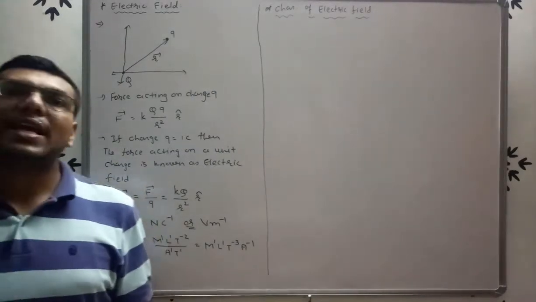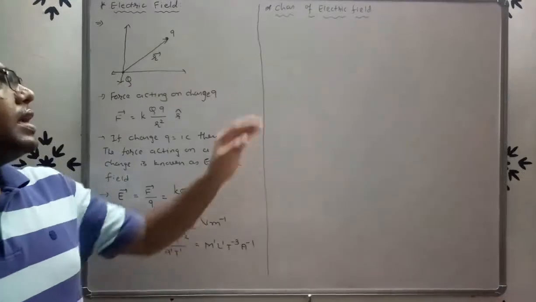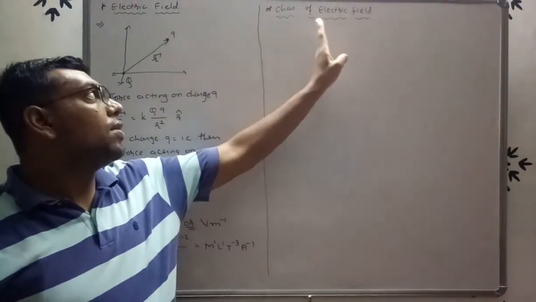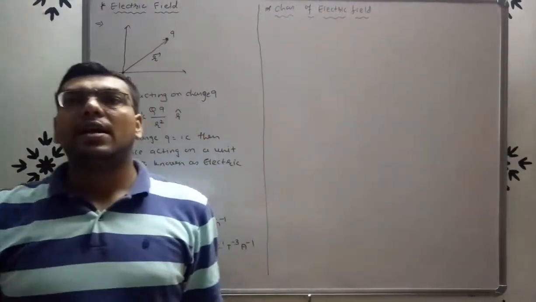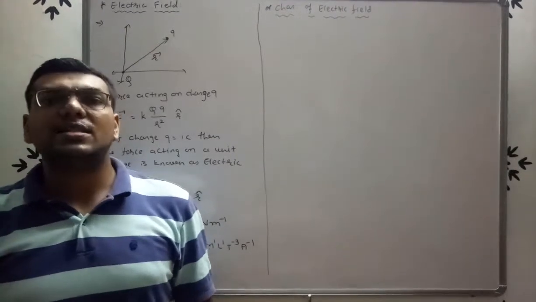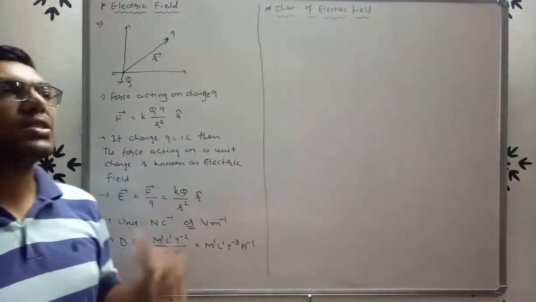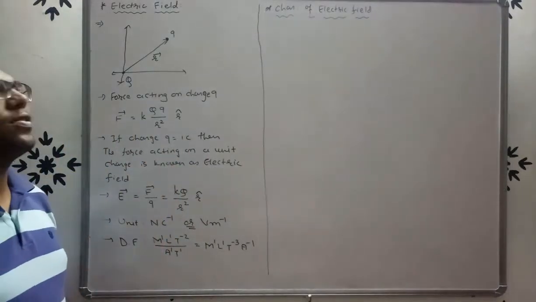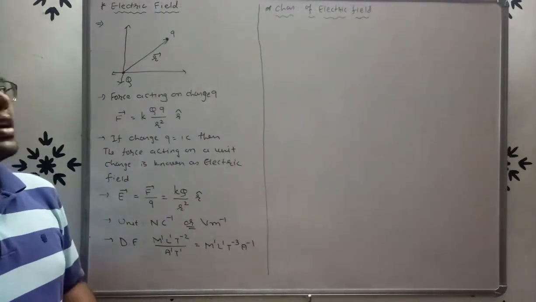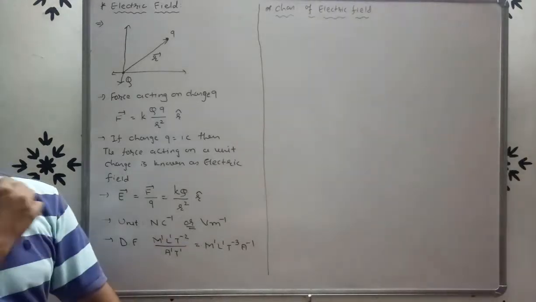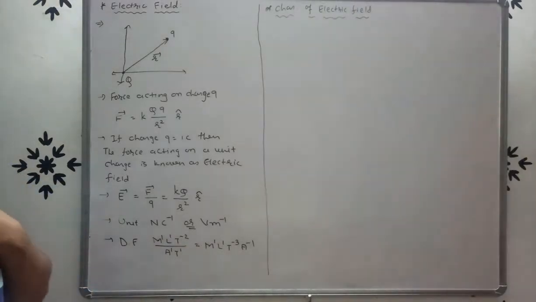The question is like this: give the characteristics of electric field, and this question is asked in 2 marks, right? They explain the characteristics of electric field, or we can say give the characteristics of electric field. Now what are the characteristics of electric field?